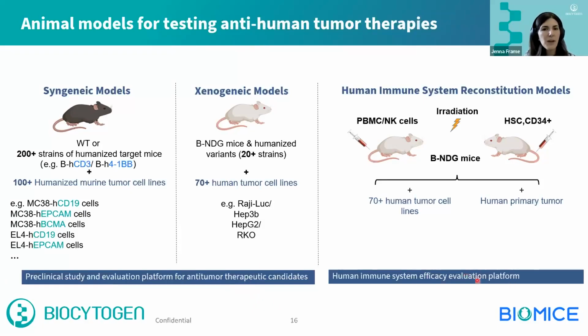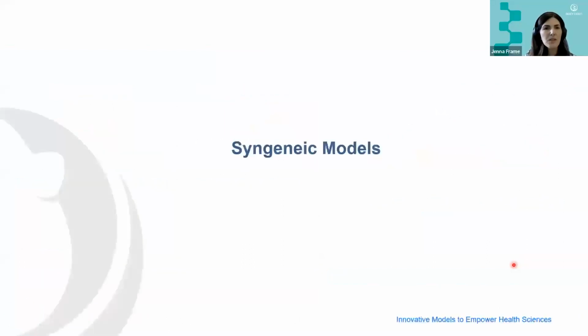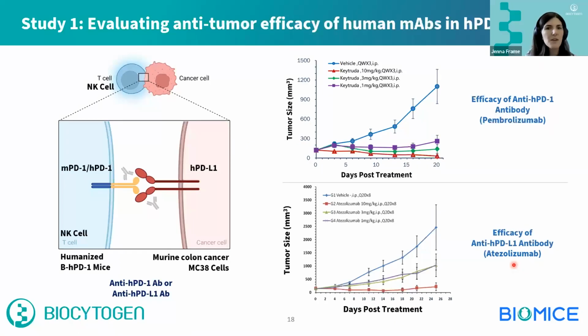And thirdly, to evaluate the role of the human immune system in tumor therapies, we offer various human immune system reconstituted immunodeficient models that can then be engrafted with human tumor cells. So first, I will introduce our Syngeneic models. And so I'd like to begin with this first efficacy study example.